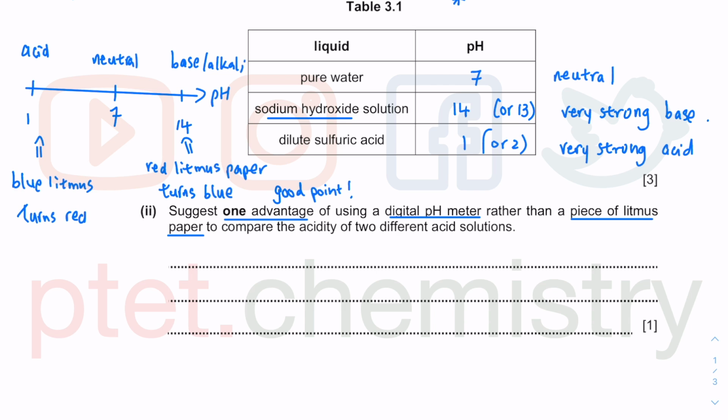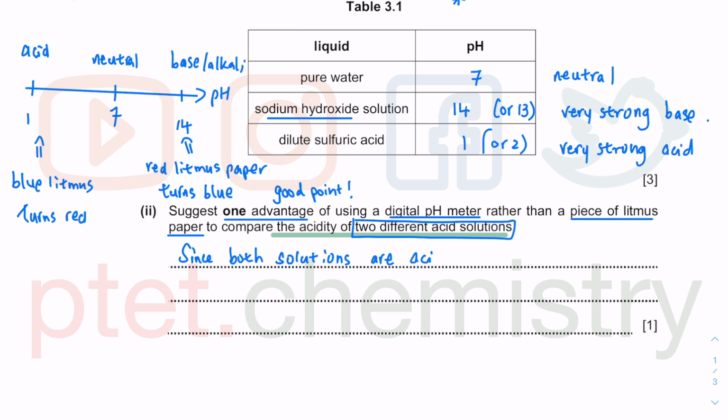Now the biggest problem, the biggest issue with litmus paper is blue turns red or blue remains blue, or red turns blue or red remains red. It doesn't really tell you when you reach neutral or not. So when you compare the acidity of 2 different acid solutions, both of them are acid. Since both are acidic, the question says how are you going to compare both solutions which contain acid?